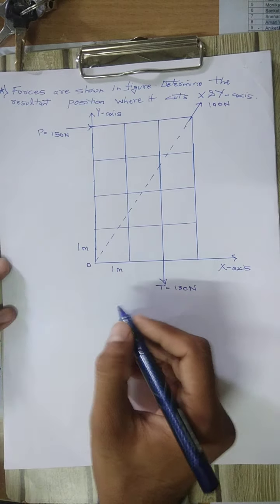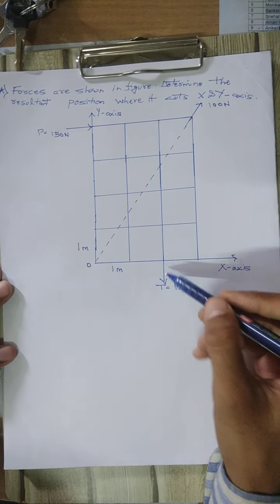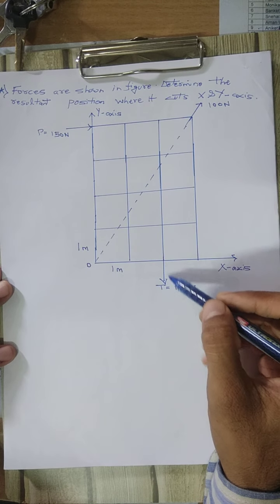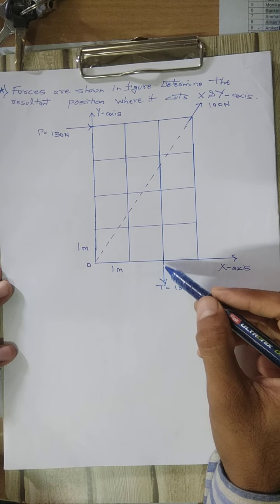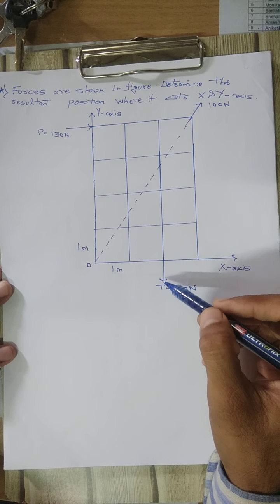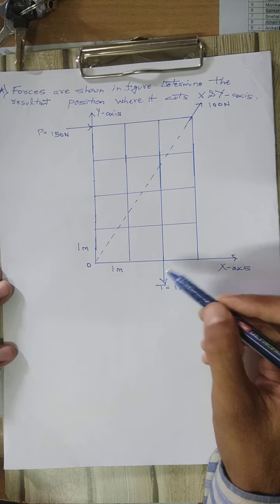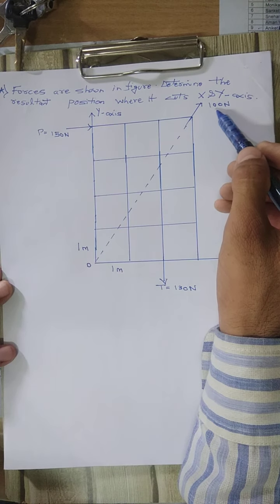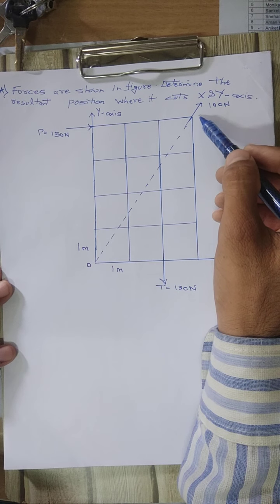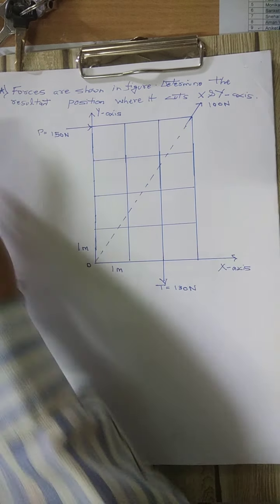This vertical force is acting in the downward direction. So the 130 Newton force does not need to be resolved along the x and y directions, because it is directly acting. The 150 is also a horizontal force, whereas this 100 Newton will be resolved in x and y directions. So what is the angle made by this 100 Newton? First we have to find out the angle made.